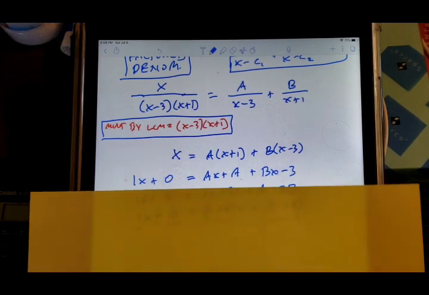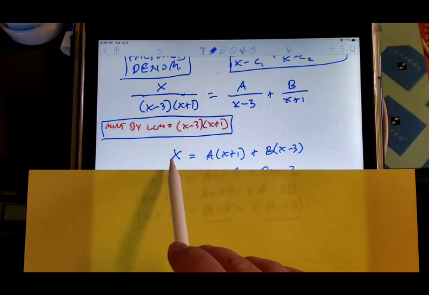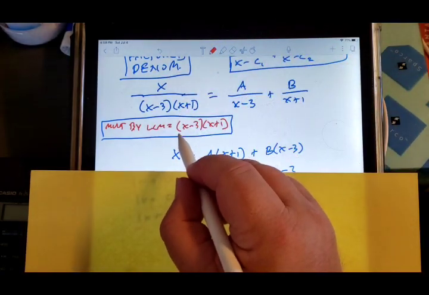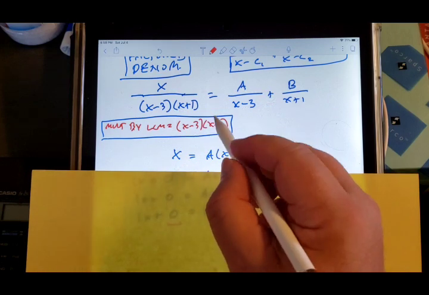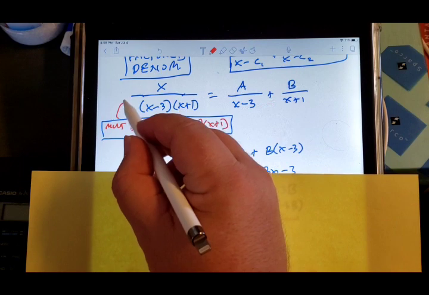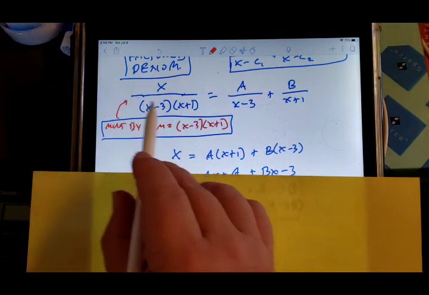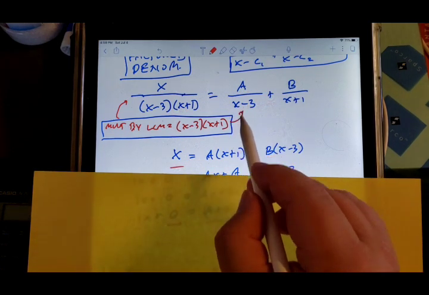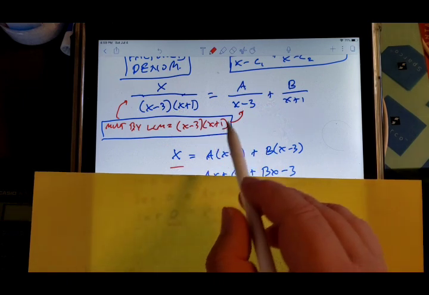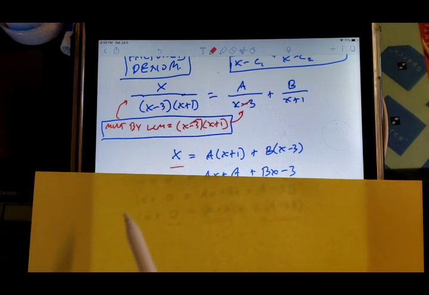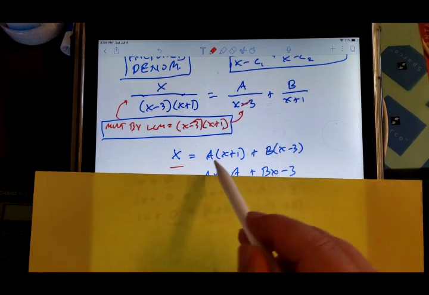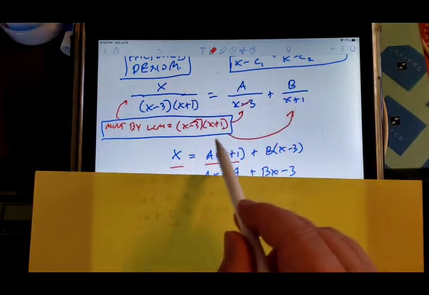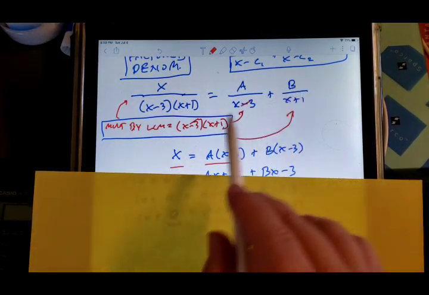And let me cover this up here. All right, so I'm clearing fractions, so I'm multiplying everything by x minus 3 times x plus 1. If I multiply this by the LCM, the entire denominator cancels and I just get x. If I multiply this whole fraction by that, the x minus 3's cancel, and I'm left with a times x plus 1. If I multiply b, this time the x plus 1 cancels. I get b times x minus 3.